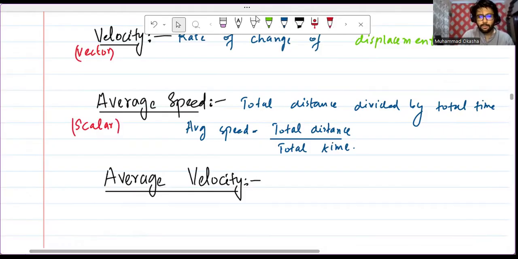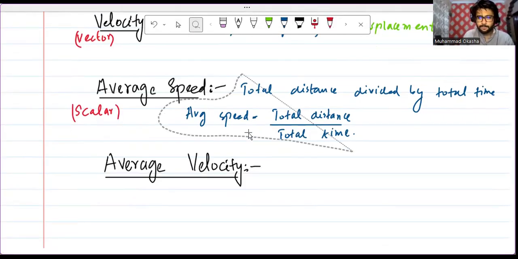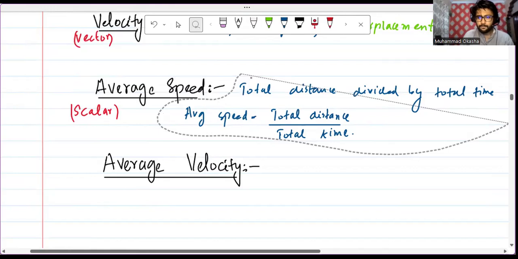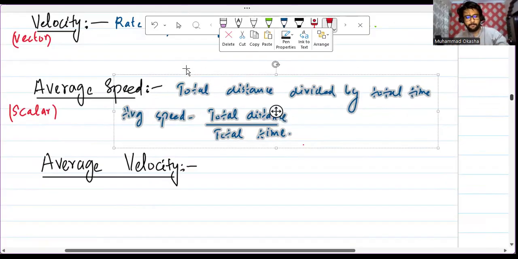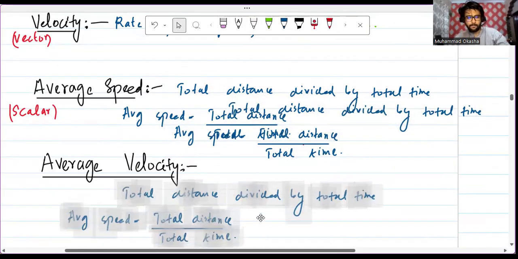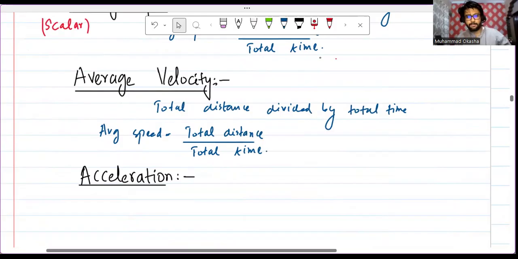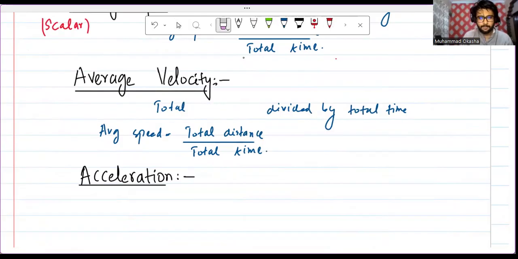Average velocity. So average velocity would be the exact same thing, but the difference is that instead of distance, now you will have total displacement. I'm going to copy the same thing, but I'll make slight changes. Instead of distance, now you will have displacement: total displacement divided by total time. And of course, it is a vector quantity.